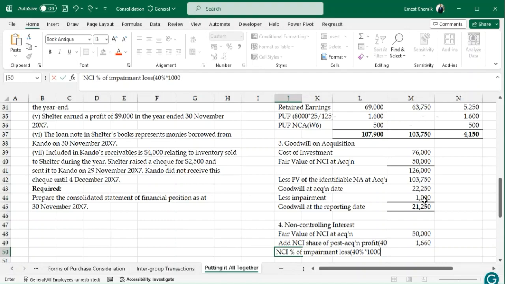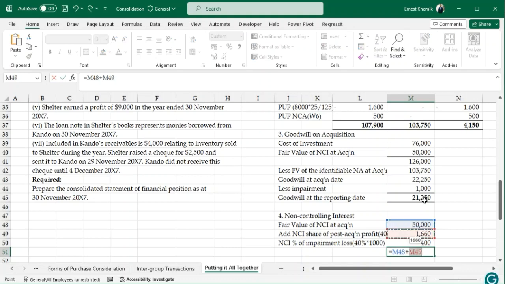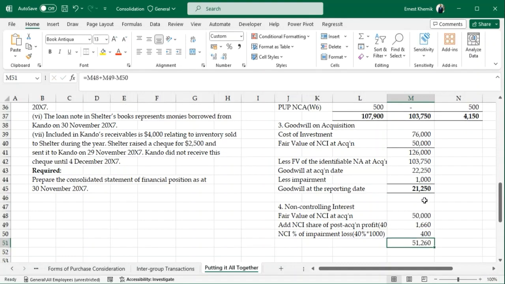So having that, we can calculate our NCI. We will have 50,000 added to the post-acquisition profit share, and then we will subtract the impairment loss, and that gives me 52,260. All right, that is my non-controlling interest.